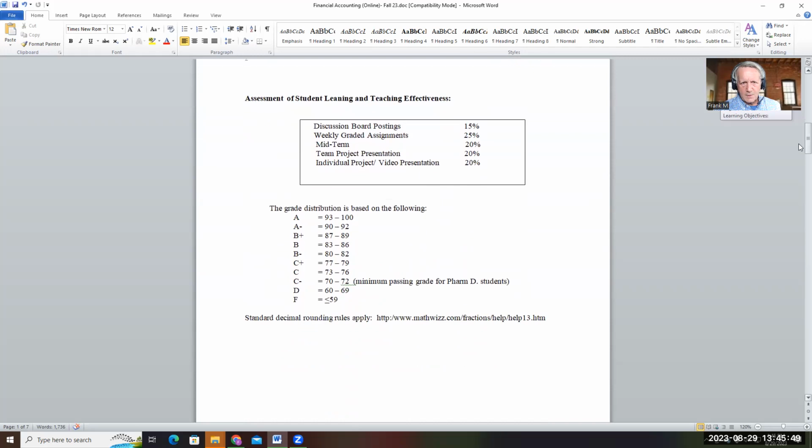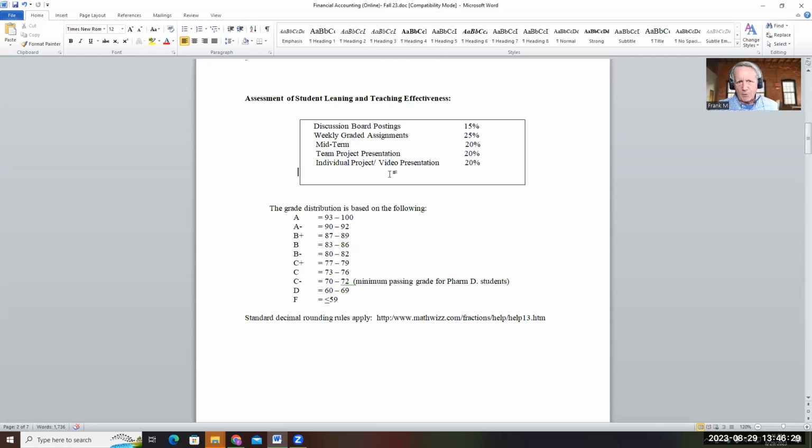Learning objectives. I'm sure you're interested in the grading process. Every week there'll be a discussion board question that's worth 15% of your total grade. There are weekly graded assignments. You can do those multiple times, so you should get all the points here. There'll be a midterm exam. There'll be a team project, and then an individual project. The team project is done during the first part of the semester, and then a very similar project is assigned for the second half, except you do it on your own.